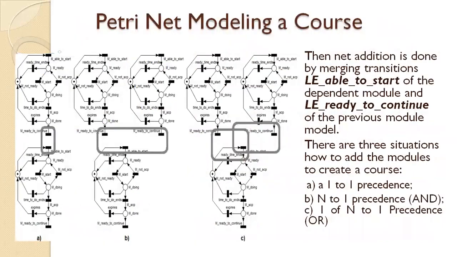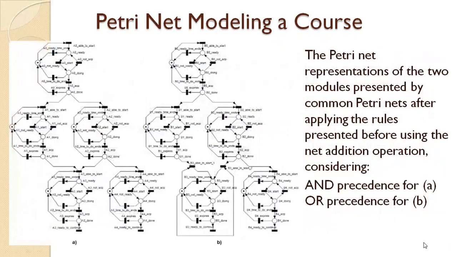Then net addition is done by merging transitions, the so-called learning able to start of the dependent module and learning ready to continue, learning element ready to continue of the previous module. There are 3 situations of how to add the modules to create a course due to different types of precedence, as you can see in pictures A, B, and C. The Petri-net representation of 2 modules presented by common Petri-nets after applying the rules presented before using the net addition operation considering end precedence for picture A and or precedence for picture B.